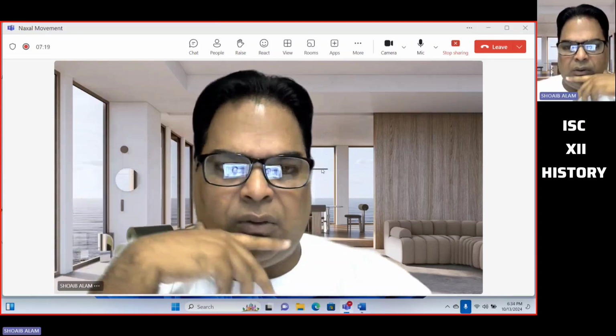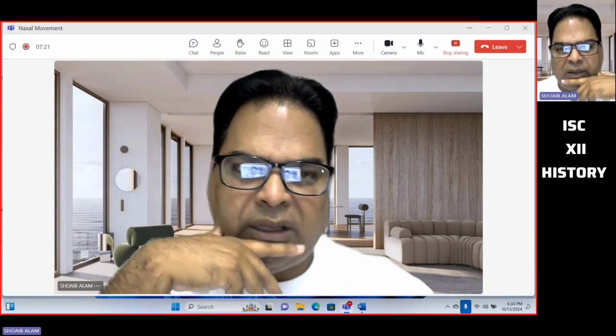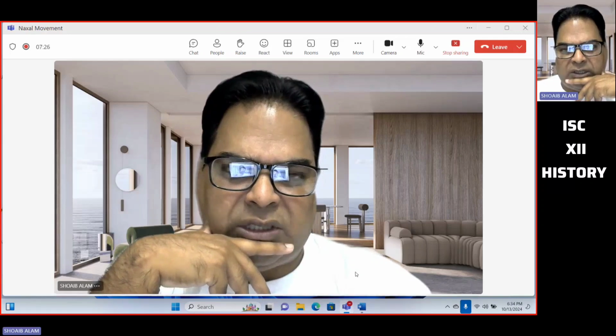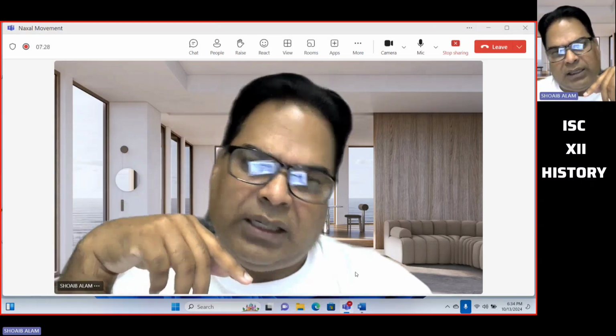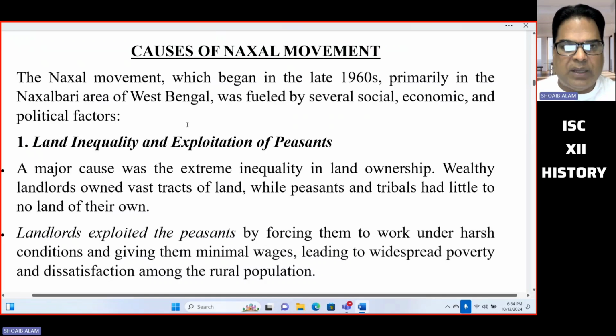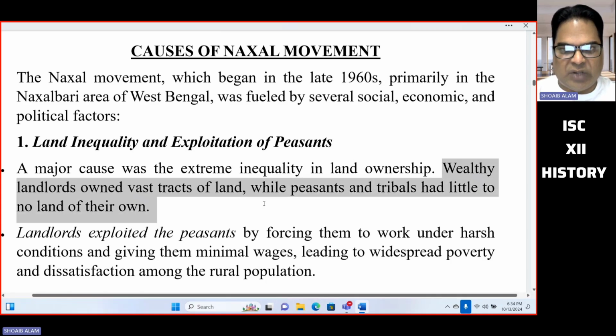Now these two were the important factors, that means the failure to implement the fifth schedule and the ninth schedule. It is there in your book. So for the Naxal movement, number one is land inequality and exploitation of the peasants. That of course was there because wealthy landlords owned vast tracts of land, while peasants and tribals had little or no land of their own.